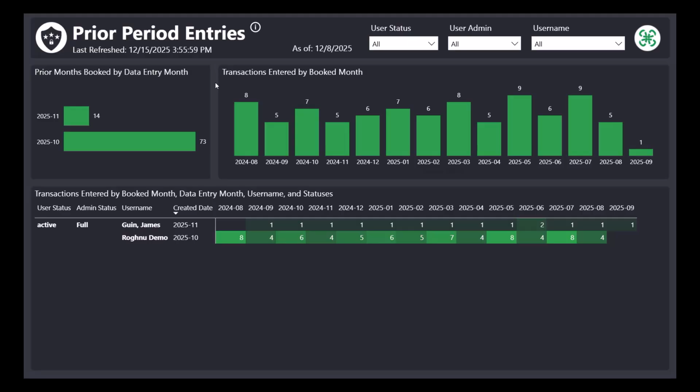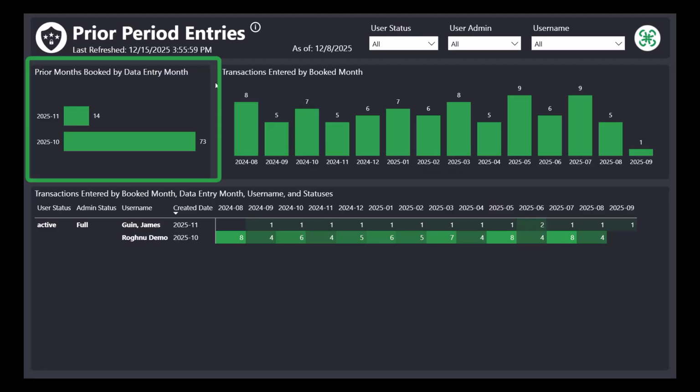So what this dashboard does is it displays the number of transactions that were entered in prior months or in months prior to the last period, which is 2 or more months old. This helps identify users posting outdated or backdated transactions.